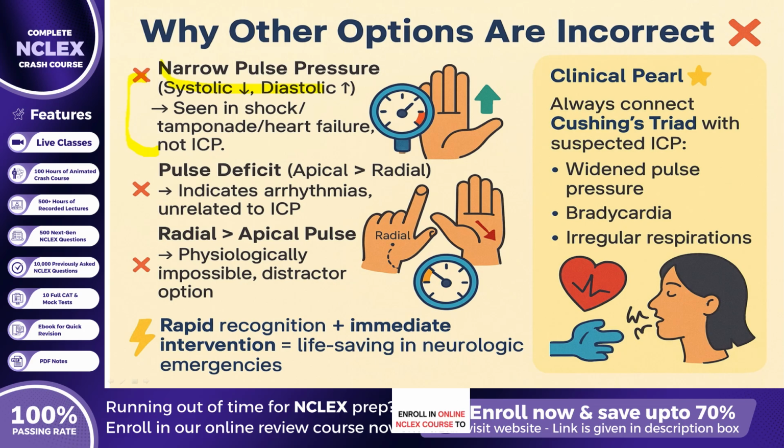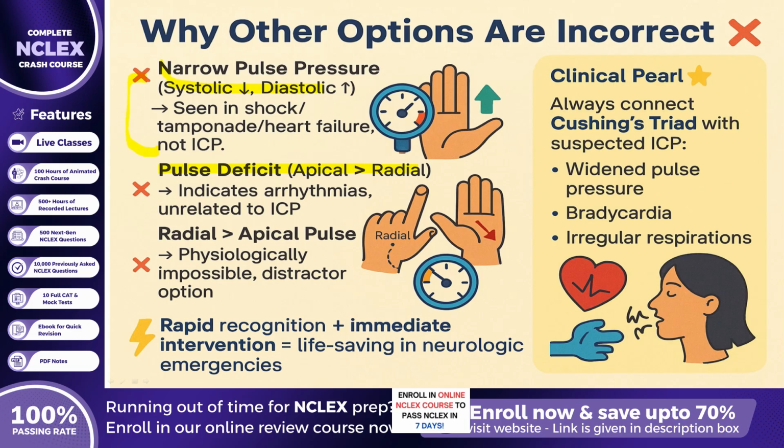Moving on to the third option, this is also incorrect because an apical heart rate greater than the radial rate represents a pulse deficit. This typically occurs with arrhythmias, such as atrial fibrillation or premature ventricular contractions. While important for cardiac care, it is unrelated to intracranial pressure changes.